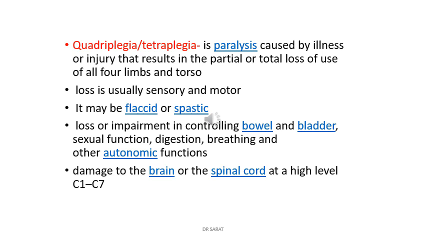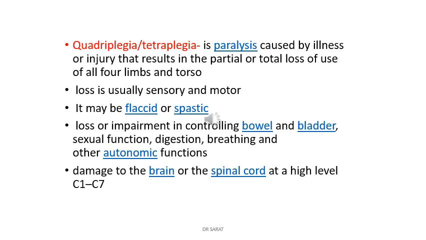Now, depending on the area or extent of paralysis, similar conditions are there. Like hemiplegia, there is quadriplegia or tetraplegia. As the name says, quadri means it's a paralysis caused by illness or injury that results in the partial or total loss of use of all four limbs. That is quadri, all four limbs and the torso or the trunk. There is a total or partial loss of use of both upper limbs and lower limbs, along with the torso.